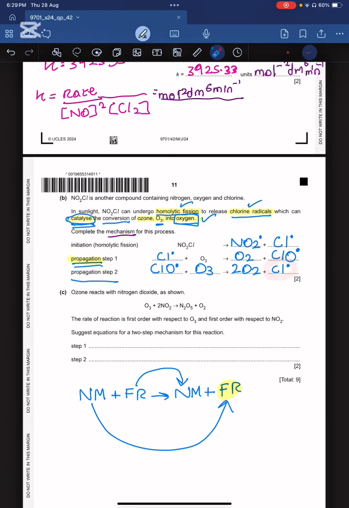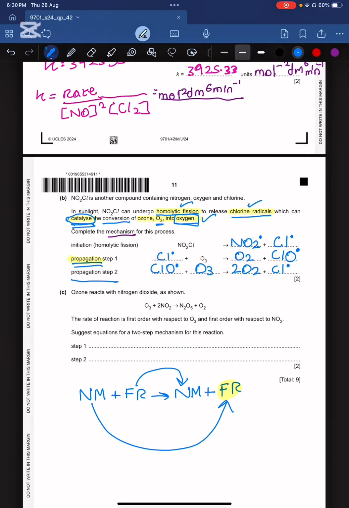There we go. This is an intermediate. This comes into use again. Organic reactions are extremely slow. Ozone will not be used entirely in propagation step one. It will still be present, which will react with this intermediate to form 2O2 and Cl radical.